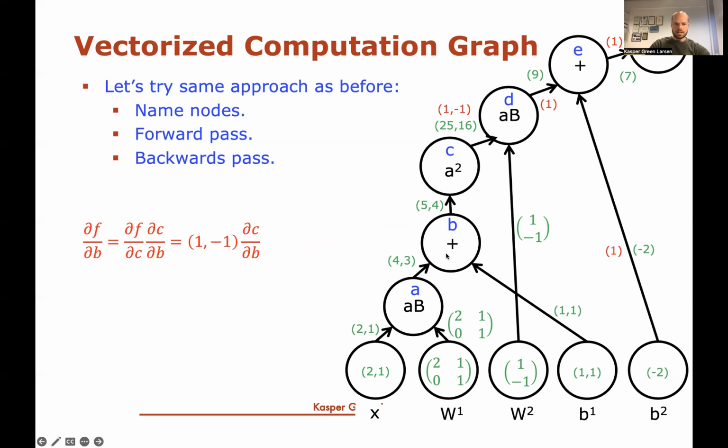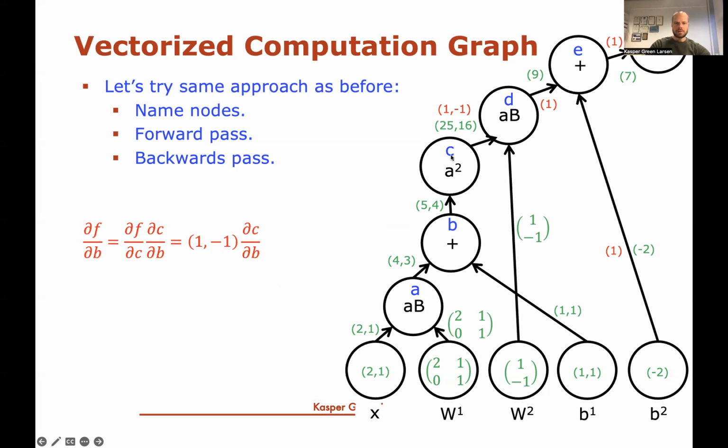So now we go one step further down. We want to compute the partial derivative of f with respect to b. Using the chain rule, we should take the partial derivative of f with respect to c. That is this row vector here. So that's what we get here. And now we need to compute the partial derivative of c with respect to b.